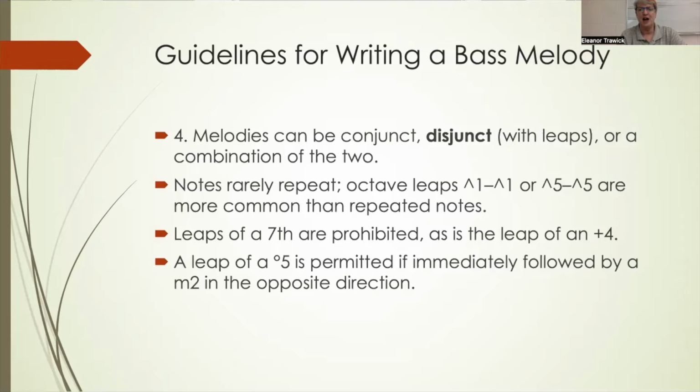Bass melodies can be conjunct, disjunct, that is having leaps, or a combination of conjunct with disjunct motion. In the bass, notes rarely repeat. The octave leaps do to do or sol to sol are much more common than repeating those notes at the unison. Leaps of a seventh are prohibited, as is the leap of an augmented fourth. In the bass, a leap of a diminished fifth is permitted if it's immediately followed by a minor second motion in the opposite direction.